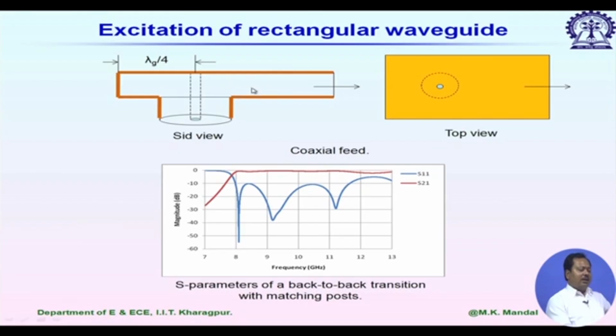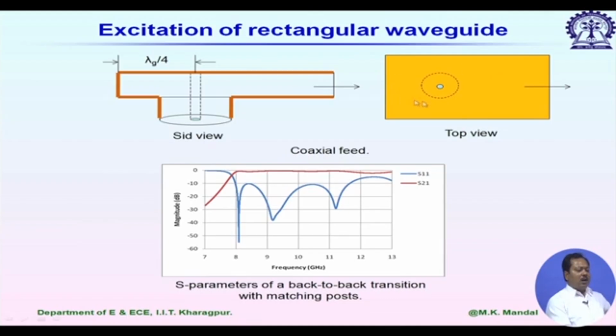mode inside the rectangular waveguide, and because of this lambda g by 4 short termination, we do not have any wave propagation on the left hand side. You can say somewhat like if any wave propagates on the left hand side, then it will be reflected from this short plane, and it will be out of phase, and in the front side we do not have any reflecting surface. So, simply it will propagate.